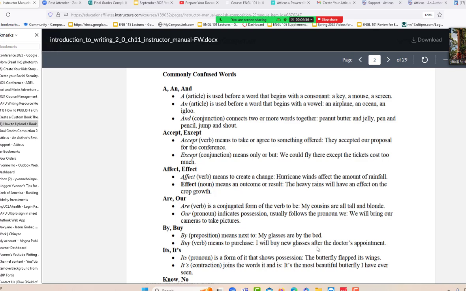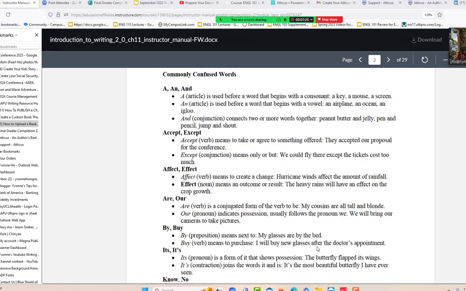Affect means to create a change. Hurricane winds affect the amount of rainfall. Effect means an outcome or result. The heavy rains will have an effect on the crop growth. Are, verb, is a conjugated form of the verb to be. My cousins are all tall and blonde. Our indicates a possession, usually follows the pronoun we. We will bring our cameras to take pictures.